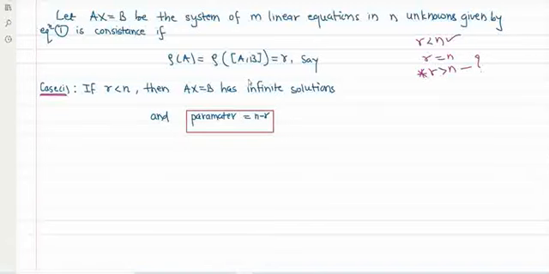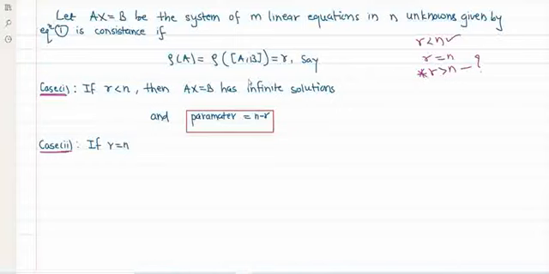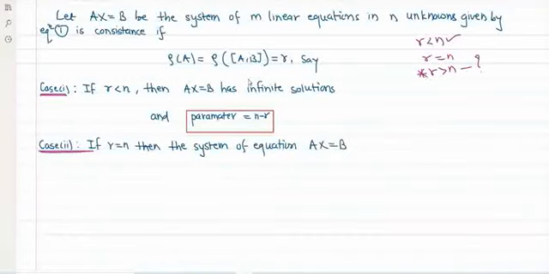So the second case is case number 2. If R is equal to N, means rank is equal to the number of unknowns, then the system of equations represented by Ax equal to B has a unique solution. Okay, remember the cases.